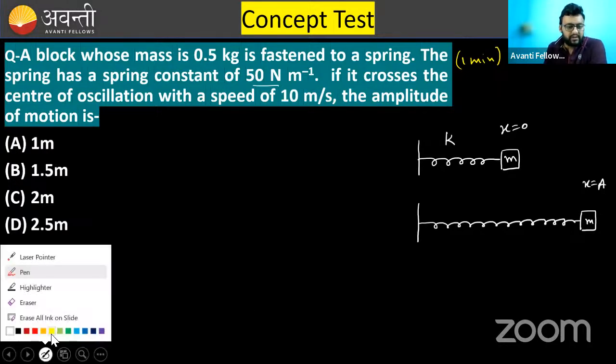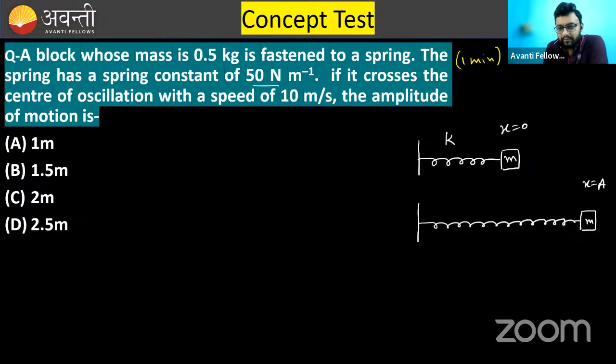So what is the basic principle? Let's suppose this is the initial position, this is the final position. During the motion, I know that mechanical energy will remain conserved. So I will say K initial plus U initial, this is what initial energy is, equals K final plus U final.